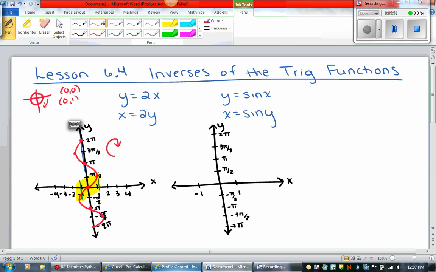Okay, so cosine generally starts at 1, so the point would become (1, 0). So we're going to start here. At π/2, cosine is 0. At π, cosine is -1. At 3π/2, it's 0. And at 2π, it is 1. So that's just making your way around that unit circle.